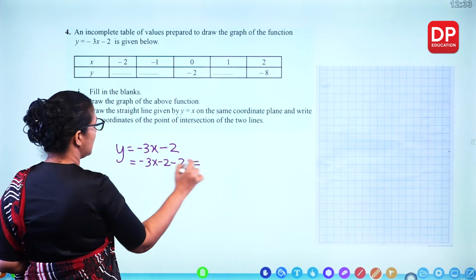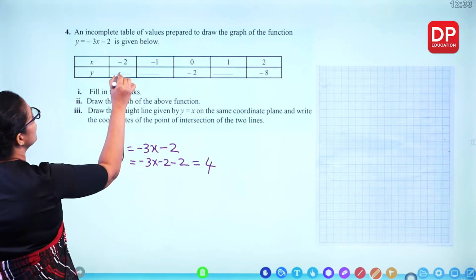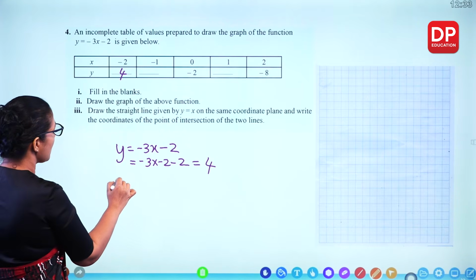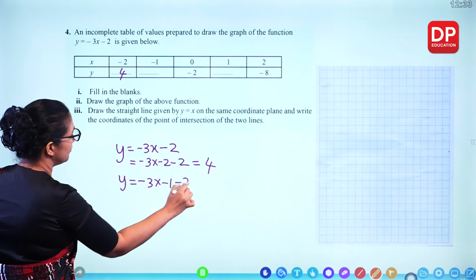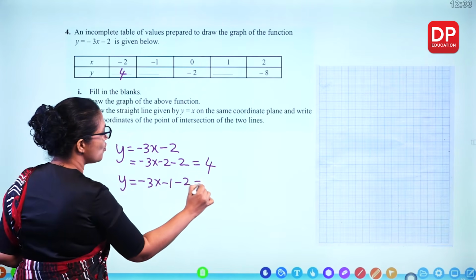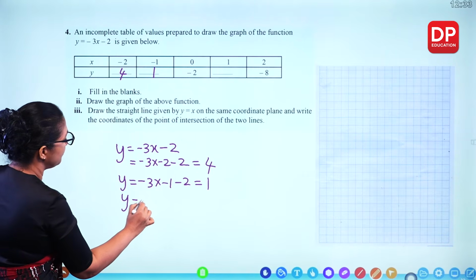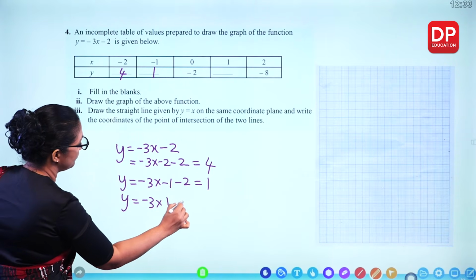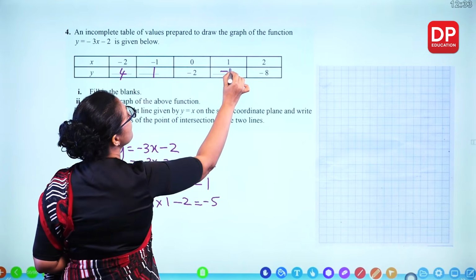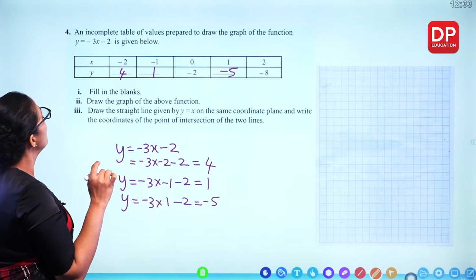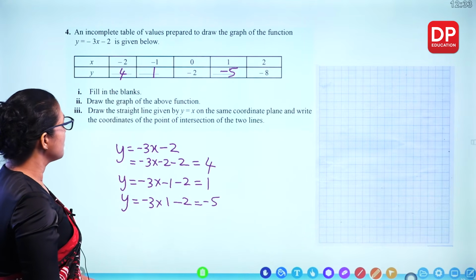You get plus 6 minus 2 plus 4. So this is 4. Substitute minus 1. 3 minus 2, 1. Substitute 1, minus 5. Now, values are okay. Draw the graph of the above function.